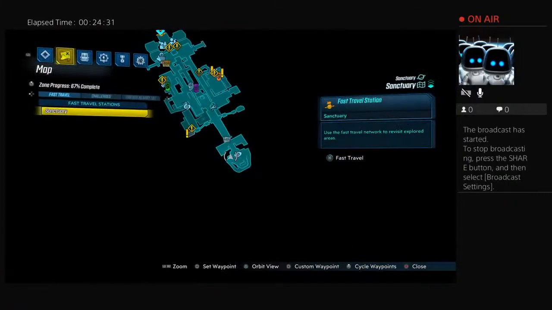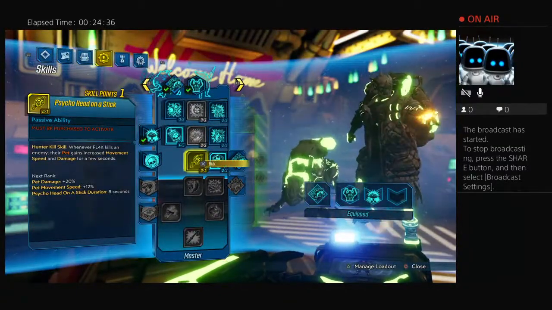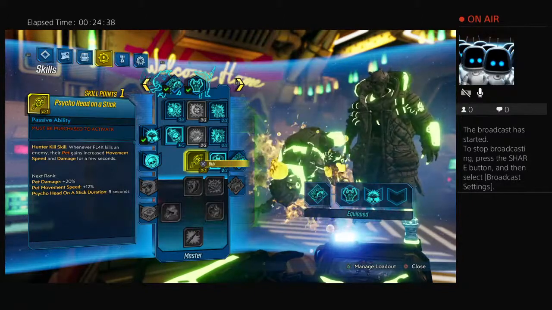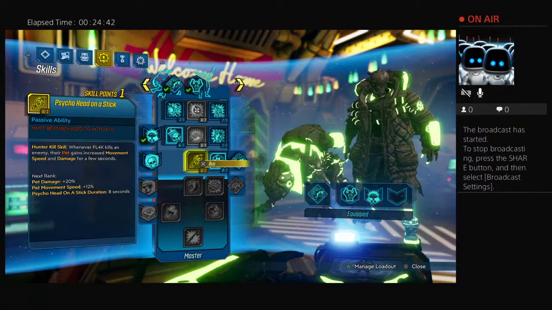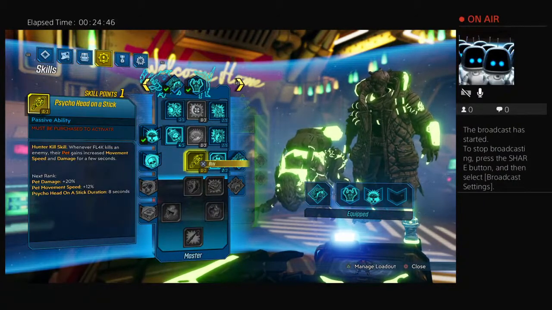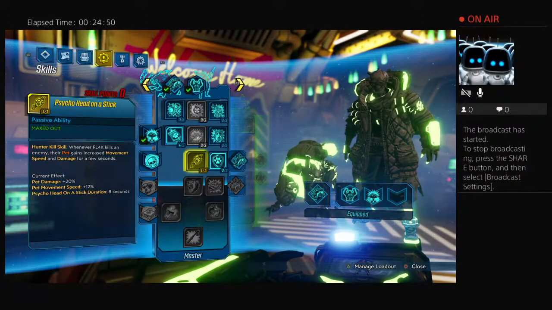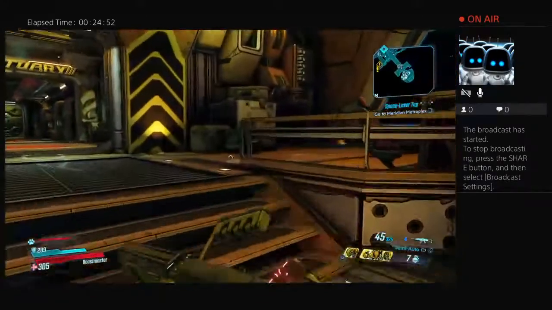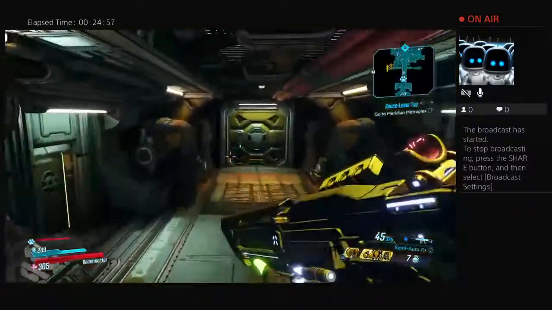Anyways, let's see. So, this is one of the ones I was talking about before. You only need one point to activate it. Psycho head on a stick. That's weird. Okay, well, I'm gonna get it. But you can only invest one point in it. You can maybe get additional points from a character mod, stuff like that.